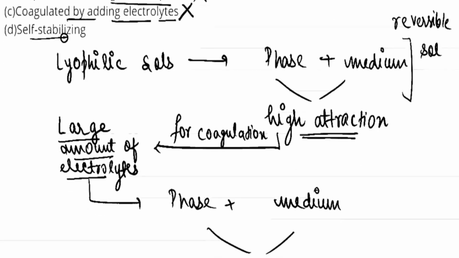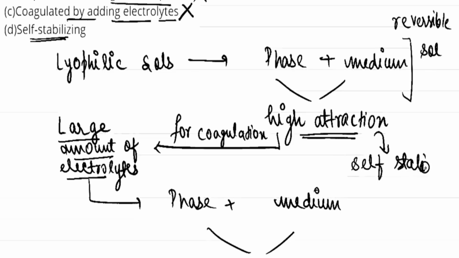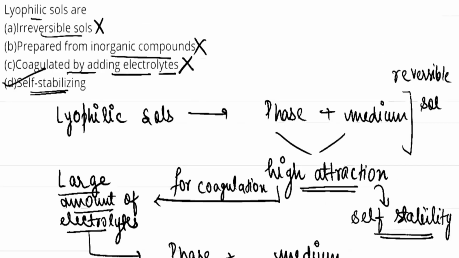Now option D says they are self-stabilizing in nature. This is absolutely true. Because they have very high attractions, they have this self-stability which keeps them bound together, and coagulation is not very easy. So option D is the correct statement, that they are self-stabilizing in nature. So D is the answer. Thank you.